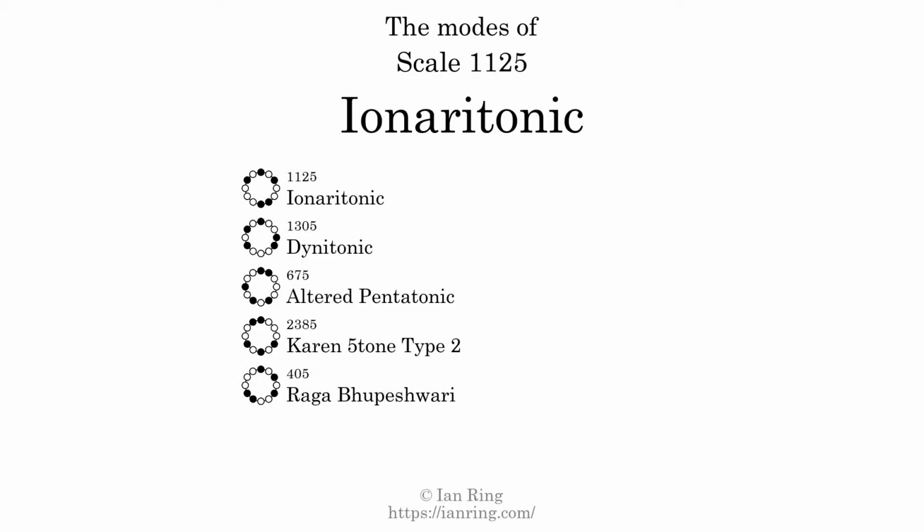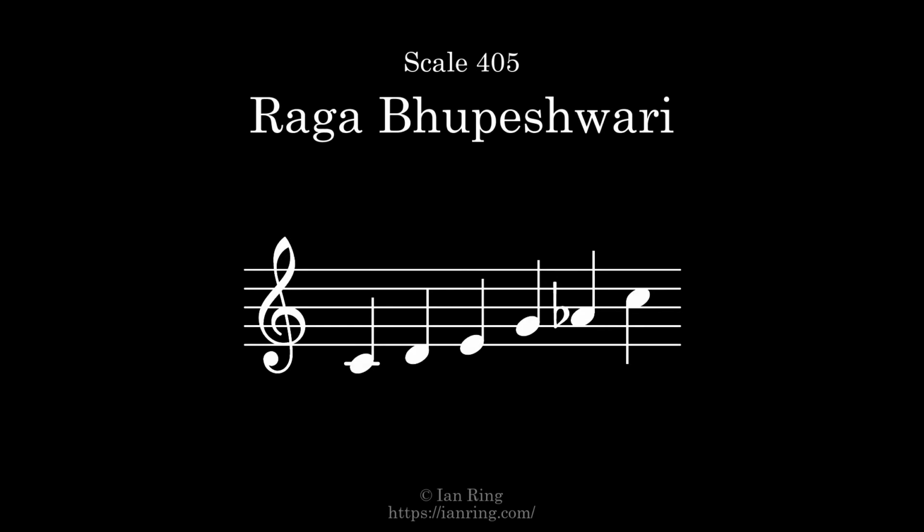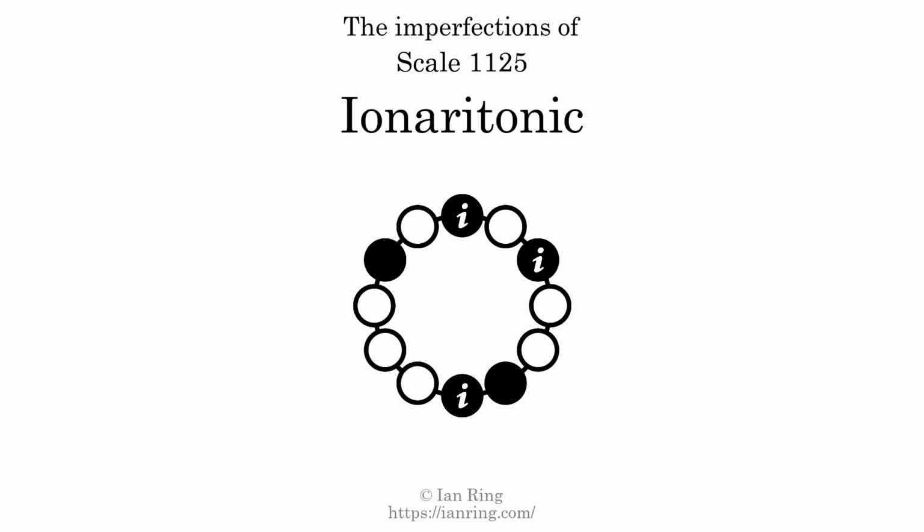The fifth and last mode is scale 405, also known as Raga Bhupeshwari. It sounds like this. Imperfections are tones that have no tone a perfect fifth interval above them. This scale has 3 imperfections. They are at positions here, here, and here.